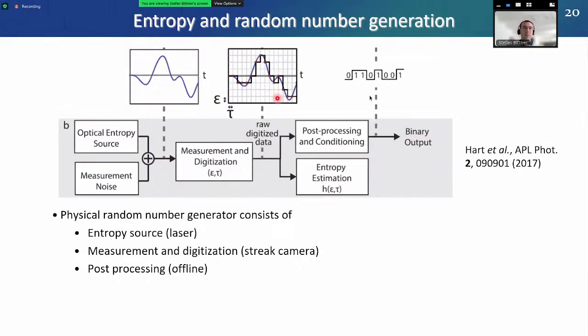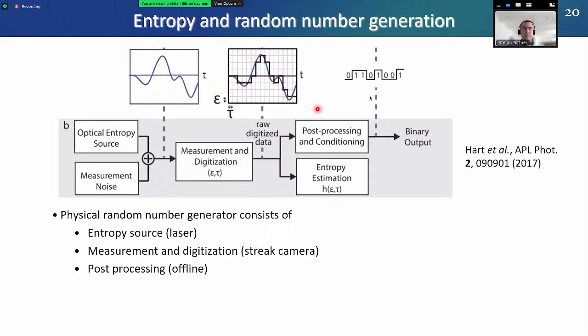Now, a normal physical random number generator consists of 3 basic parts. The first is the physical entropy source, which is our stable cavity laser here. Then the output of the entropy source must be somehow measured and digitized with a certain sampling time tau and a vertical resolution epsilon, which gives us the raw digitized data shown here.